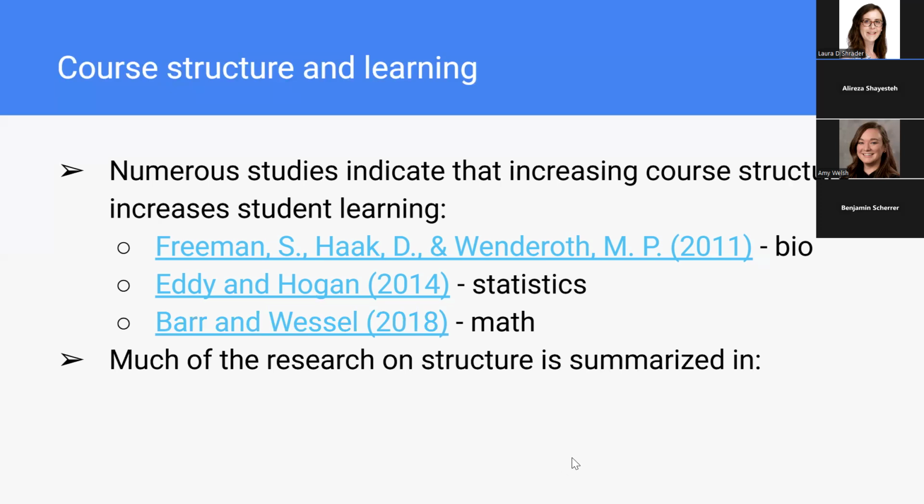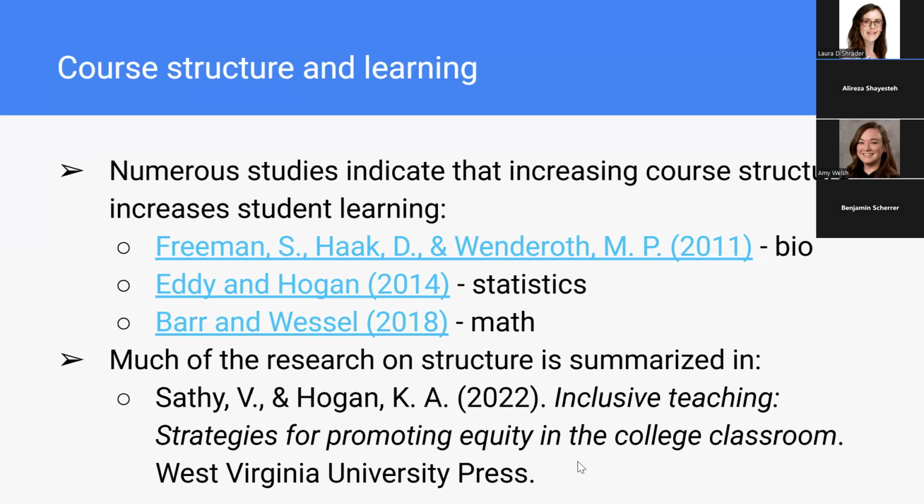But that's where we often have some of the worst outcomes in terms of equity gaps and in terms of student success rates nationwide. And Kelly Hogan and Viji Sathy have a book, Inclusive Teaching. We did this for a reading group a few years back, and it's a really great book that summarizes much of the research on structure and other things in terms of providing more equitable classes. And one of the nice things about building structure in is that it helps all students, again, but it especially helps those students who are often left behind.